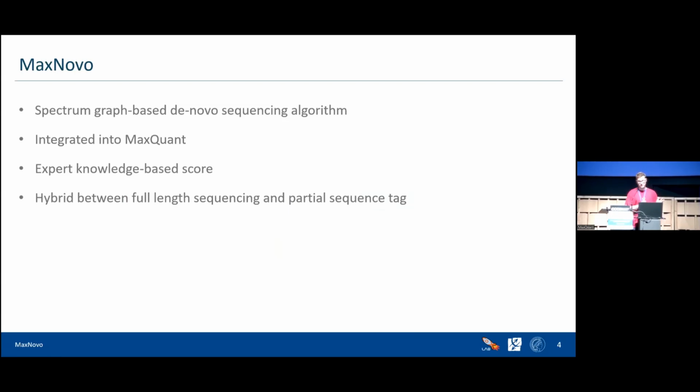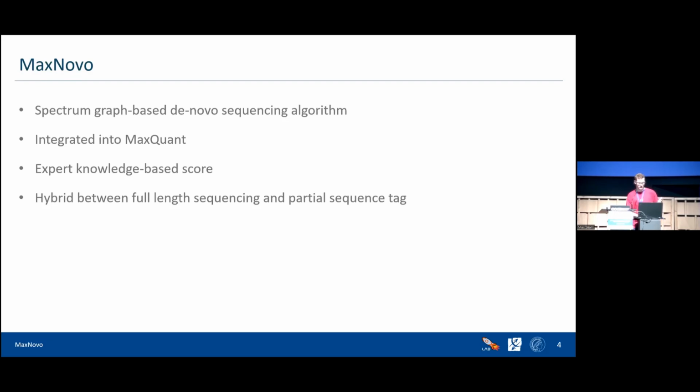Moving to the MaxNovo algorithm, it's one of the de novo algorithms, which is based on constructing spectrum graphs from spectra, and it's integrated into MaxQuant. It uses a set of predefined scores to analyze the sequences it finds, and it can find both full-length sequences and partial sequences.